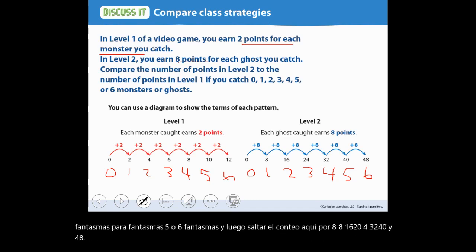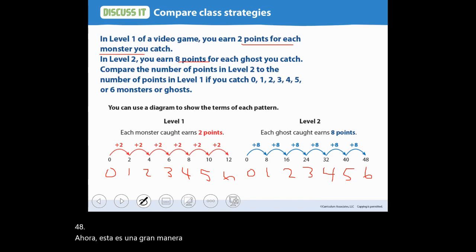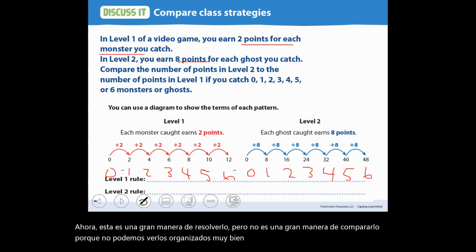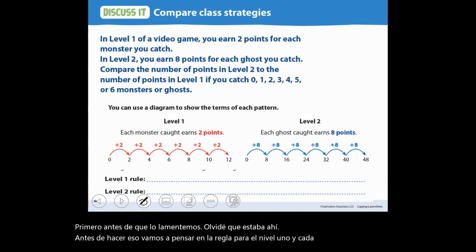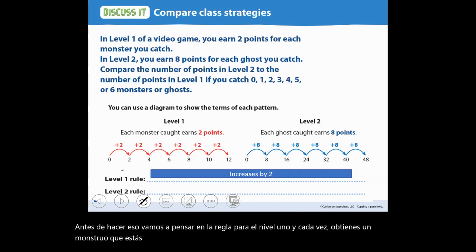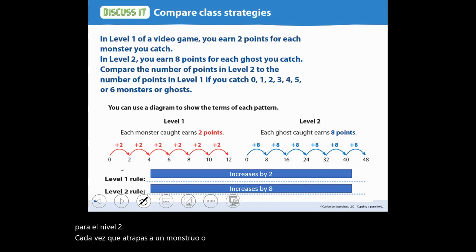Now, this is a great way to solve it, but it's not a great way to compare it because we can't see them organized very well. So we're going to try and organize this in a table. Oops, first, before we do that, sorry, I forgot that that was there. Before we do that, we're going to think about the rule for level 1. Every time you get a monster, you increase your points by 2. And so think about what the rule is for level 2. Each time you catch a ghost in level 2, you increase by 8.